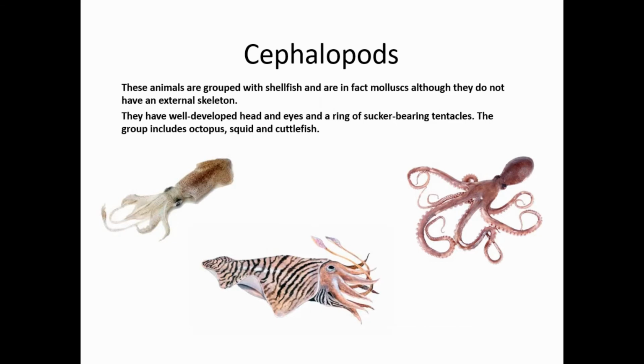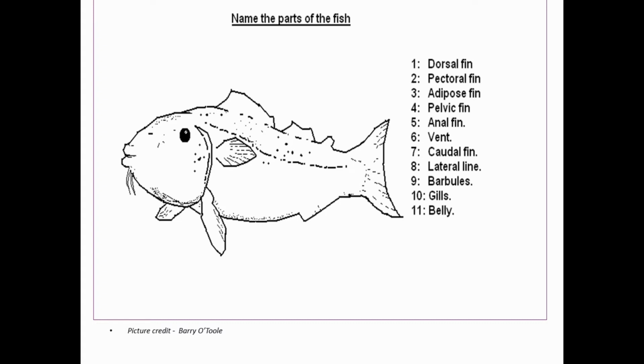Cephalopods are in fact molluscs, although they do not have an external skeleton. Those commonly sold are squid, octopus and cuttlefish, and explain the differences between them and how the students can tell whether something is a squid or a cuttlefish, for example. And then for your students, go back to the generic picture of the fish and ask them to identify all of the points on the right of the picture, and they should be able to correctly identify all of the fins, what barbules are, etc.